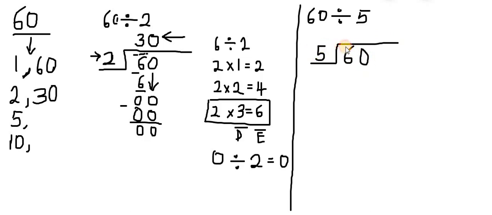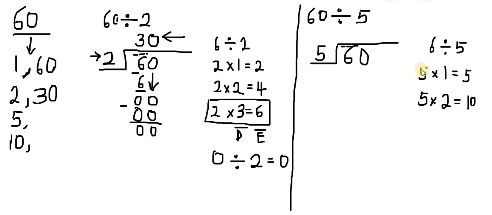Okay, pick 6 first. 6 divided by 5. So 5 times 1 is 5. 5 times 2 is 10. So we have no 6 in our answers. But the answer smaller than 6 and close to it is on this line, that's 5. Okay, so from this column, our best answer for 6 divided by 5 on that line is 1.